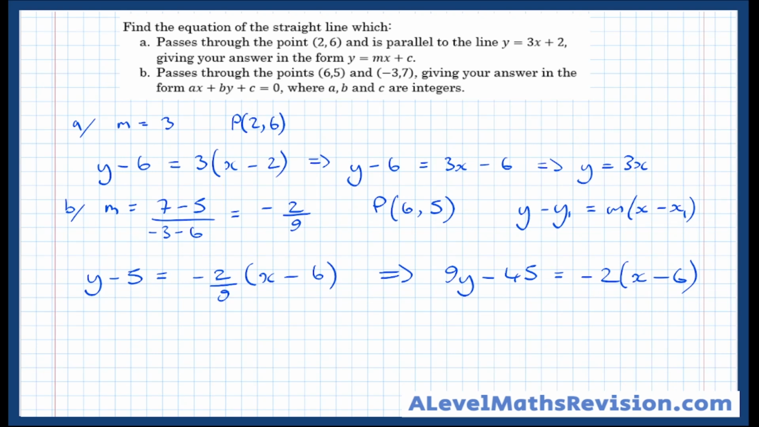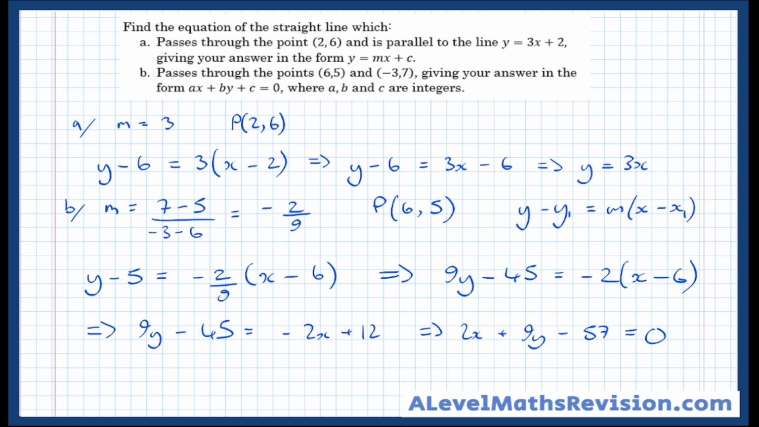Right, so keeping on rearranging this, we get 9y minus 45 equals minus 2x plus 12. And getting it in the required format, we've got 2x plus 9y, then minus 45 minus 12 is minus 57, equals 0. And that's in the required form now, all integers. So that's a correct answer.